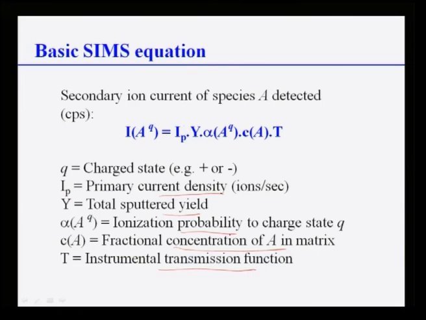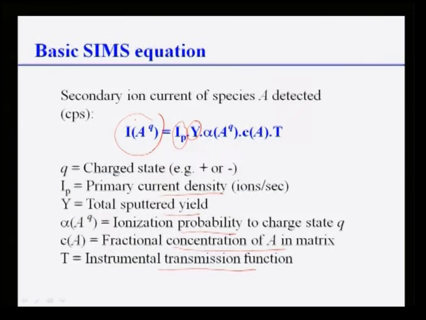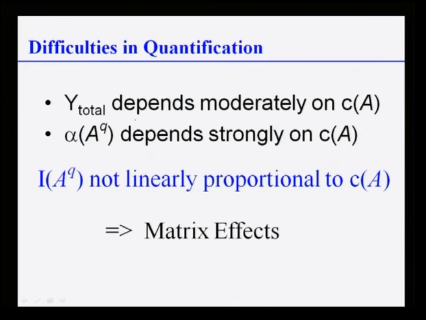So as you see, this is a strong function of IP and Y. That's why we discussed the primary current, primary ions, and the sputtering yield. They actually determine, along with alpha and other factors, exactly the secondary ion concentration of the species. Well, there are problems in using this data, because this is the total intensity, and this can be used to quantify, and there are problems.